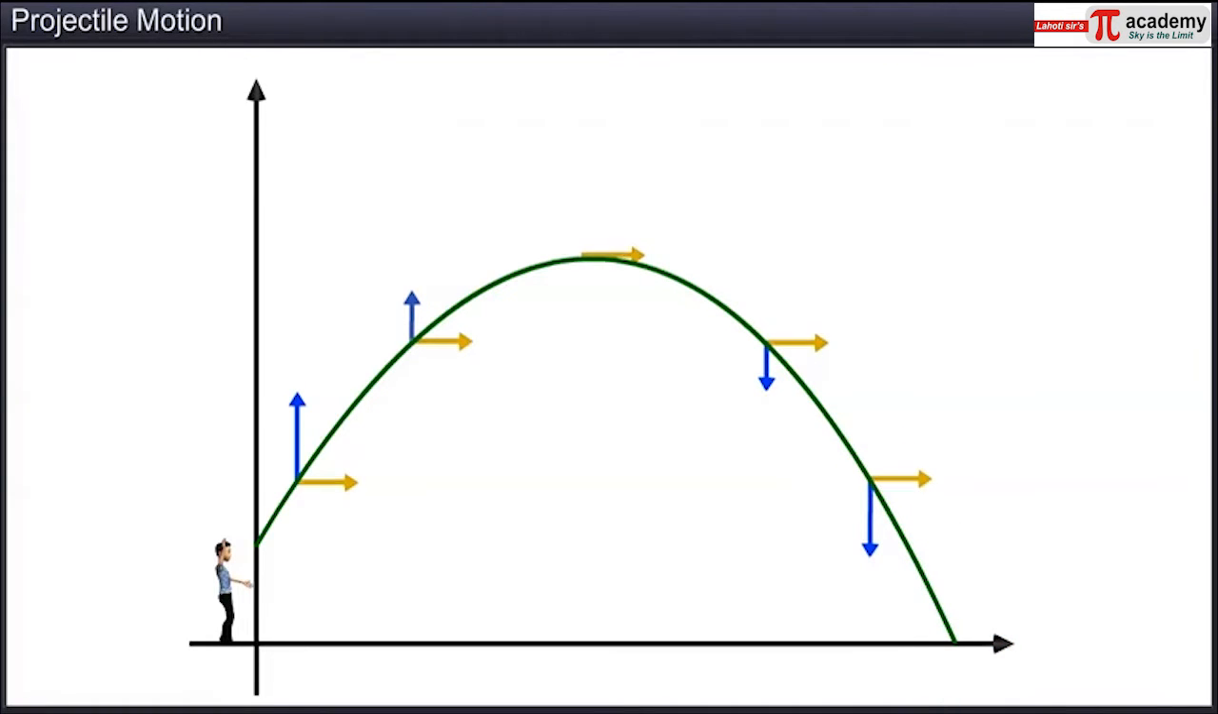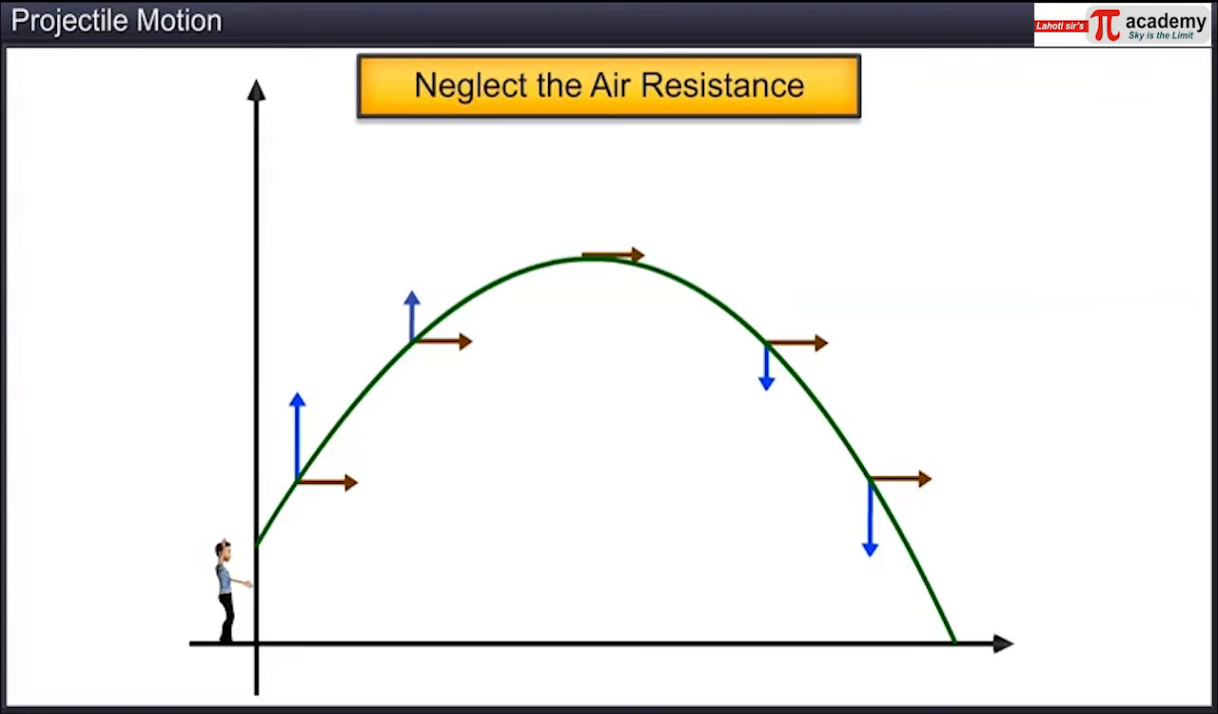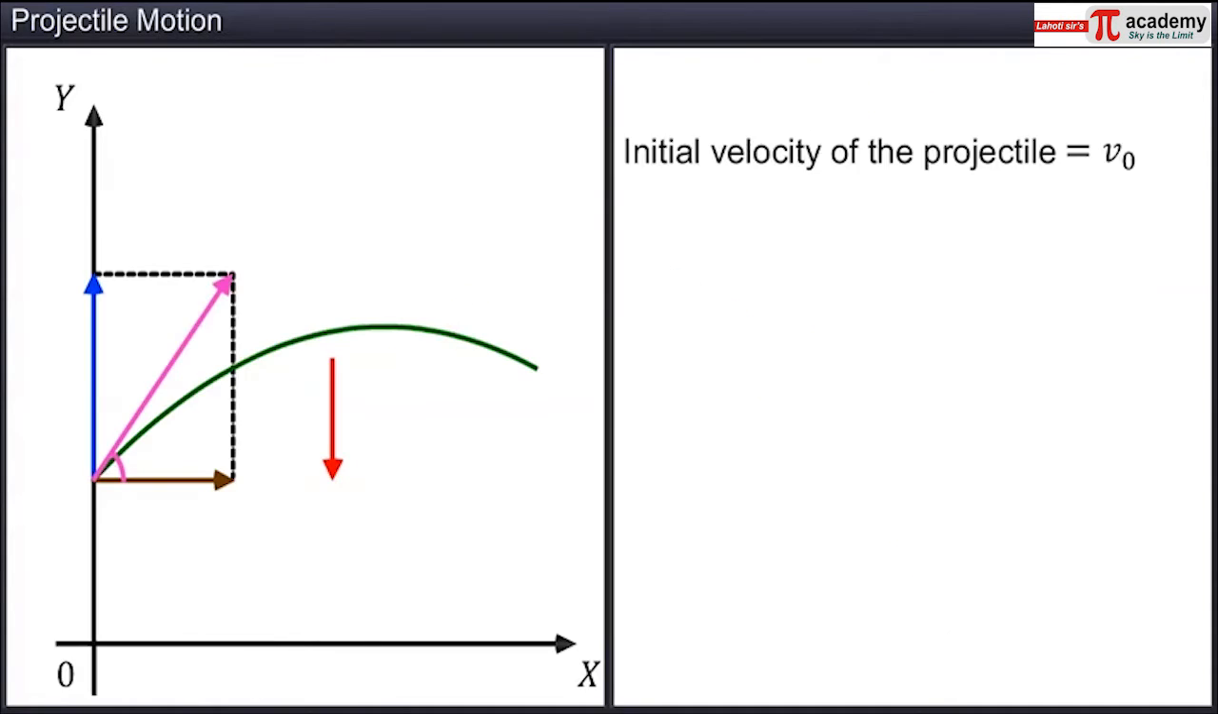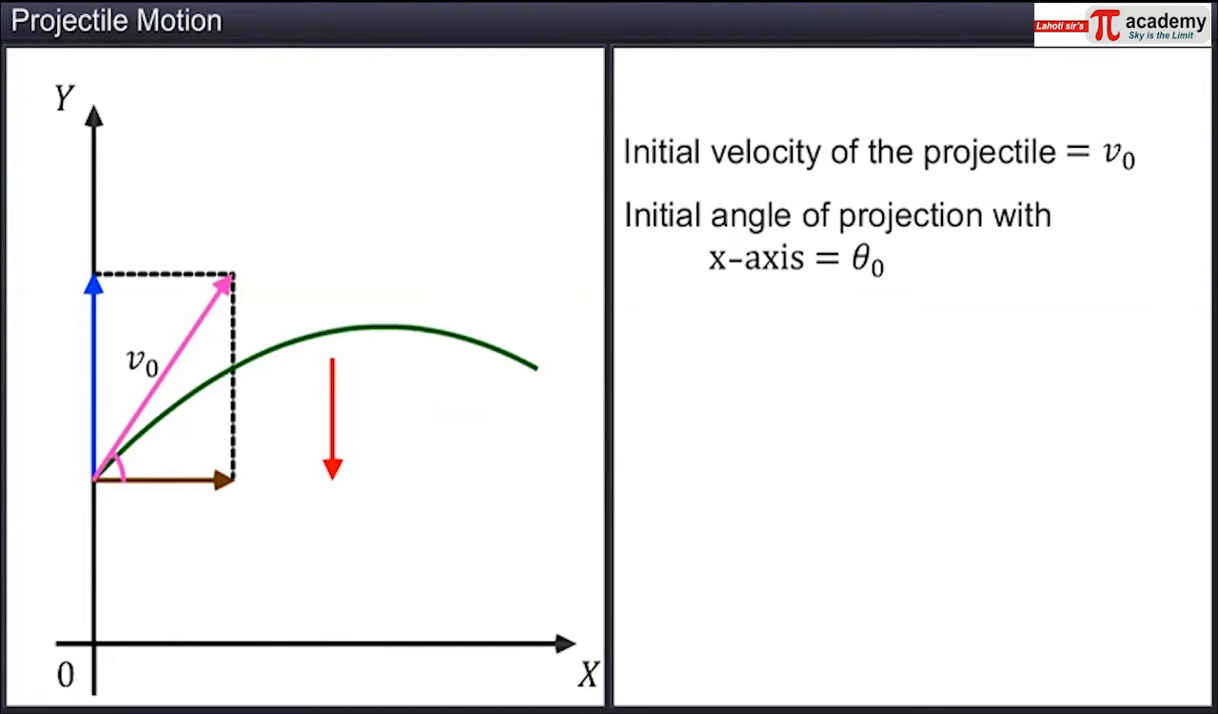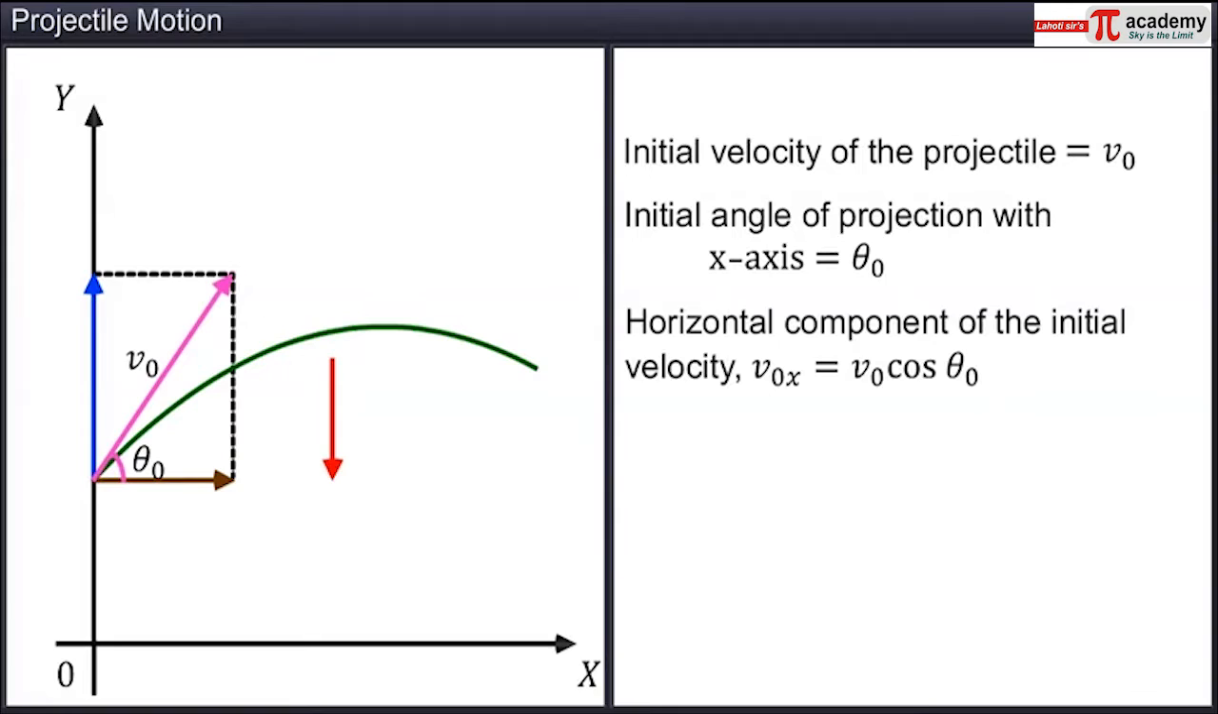The motion of the projectile is the result of two separate but simultaneously occurring components of motion. One is the horizontal component without any acceleration, and the other is the vertical component with constant acceleration due to gravity. We neglect the effect of air resistance on the motion of the projectile. The initial velocity of the projectile is v0. Initial angle of projection with the x-axis is θ0. The horizontal component of the initial velocity v0x is v0 cos θ0.